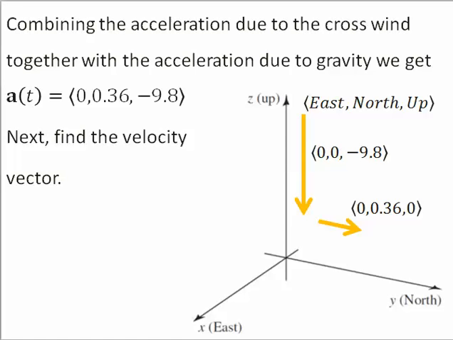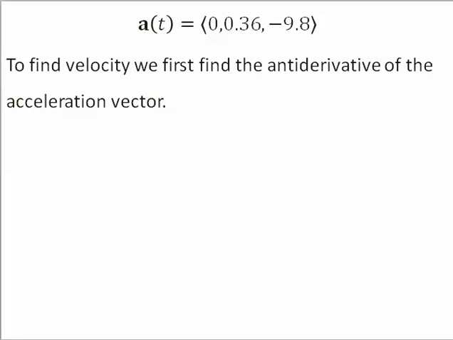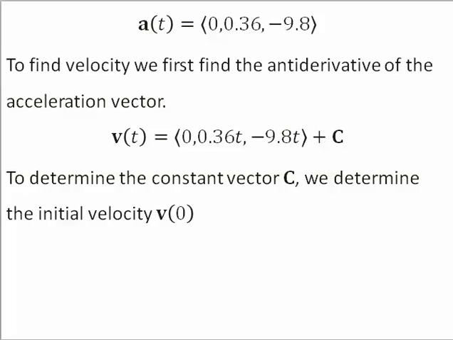Next, find the velocity vector. We find the antiderivative of the acceleration vector, and then to determine the constant vector c, we determine the initial velocity v of 0.